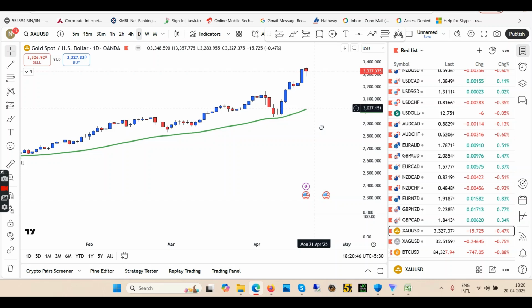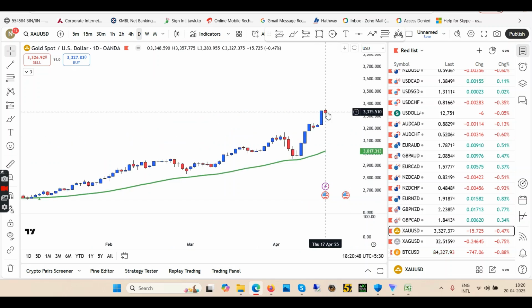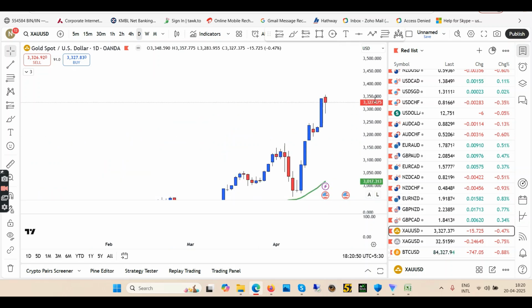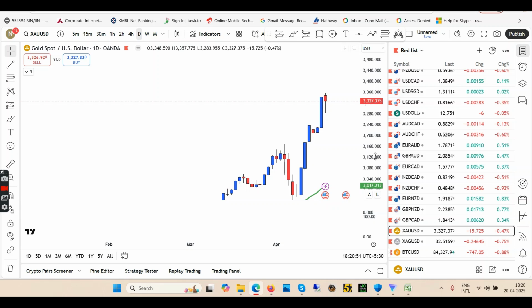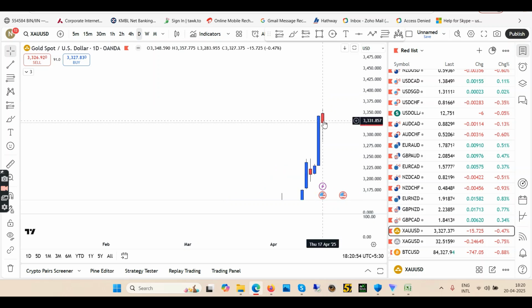Then we have daily. In daily, what happened on the 17th of April, okay, if I maximize this for you, okay? So on 17th of April, you can see Thursday was the last time. It went down, and then the buyers came and they pushed the gold up. So you see this long wick here. In daily chart, we have the long wick and then we have a red candle. What does it mean? It means that the day ended with the buyers pushing up, pushing the gold against USD.